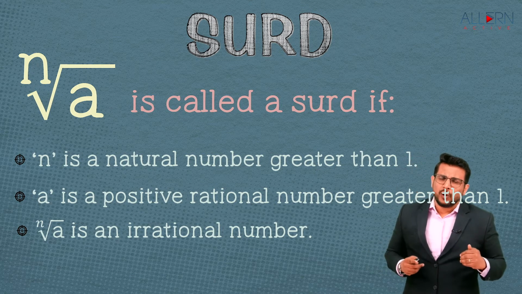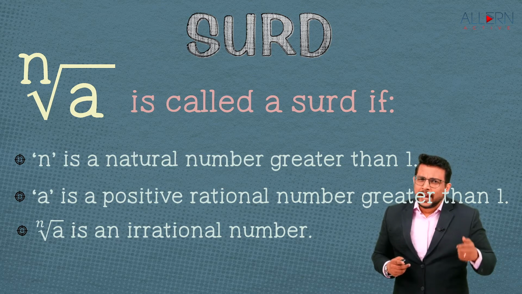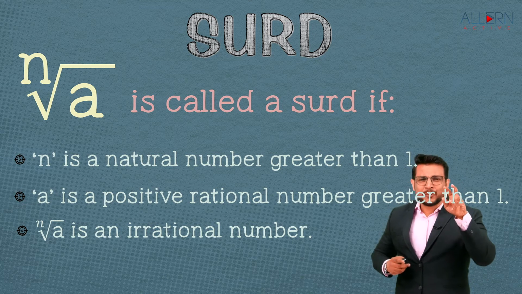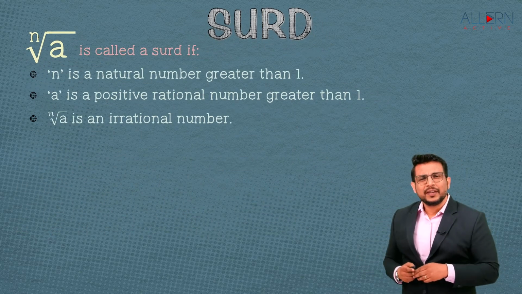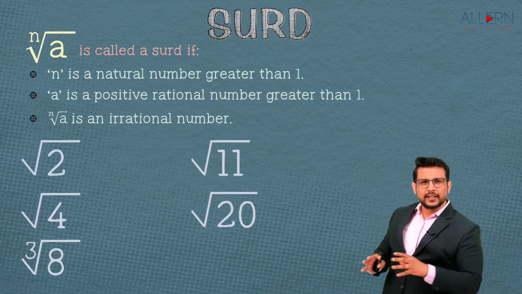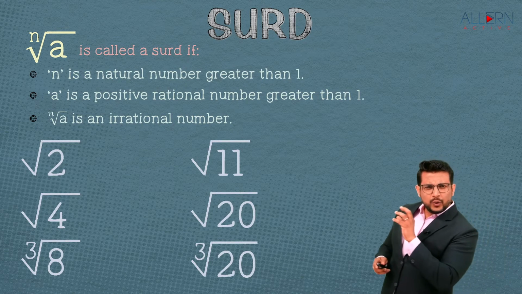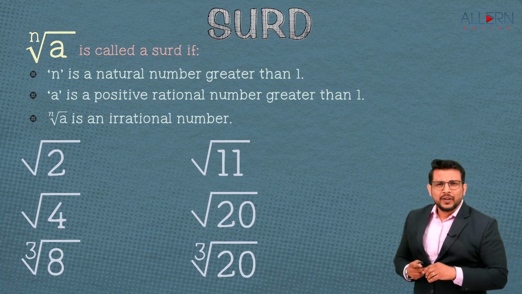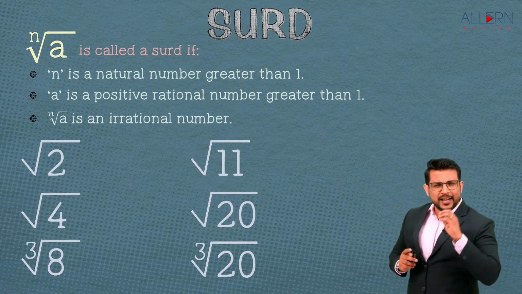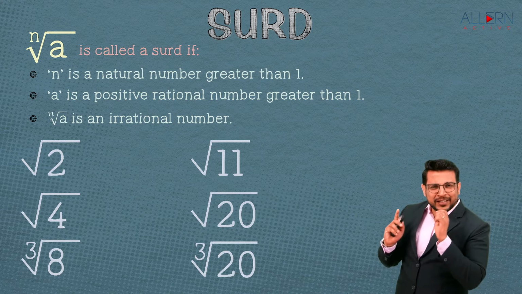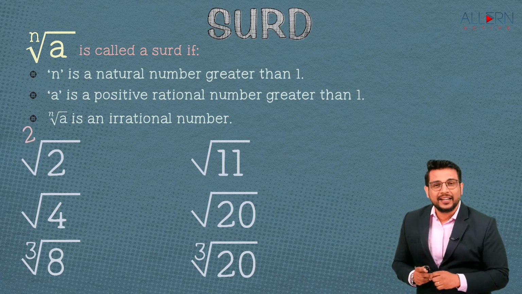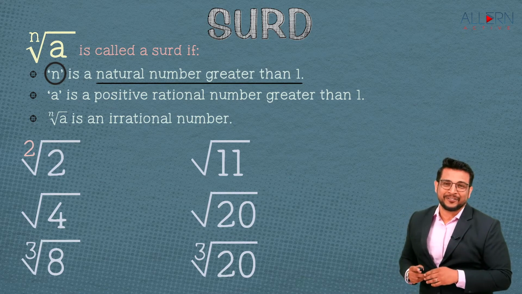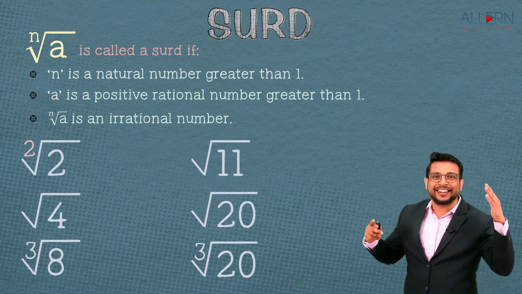So now let's check whether you can identify which one is a surd and which one is not a surd. Let me give you a few examples now. Observe. We have a few expressions written here. When you look at the first expression, that is root 2, what is n there? Let's take all three conditions. Nothing is given for n, that means it is 2. So the order is 2, a natural number greater than 1. First condition, done, tick.